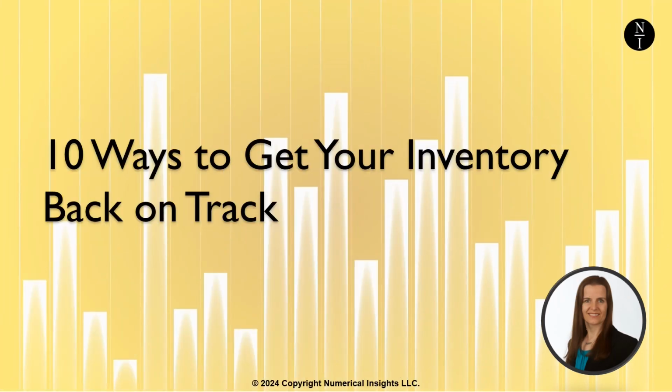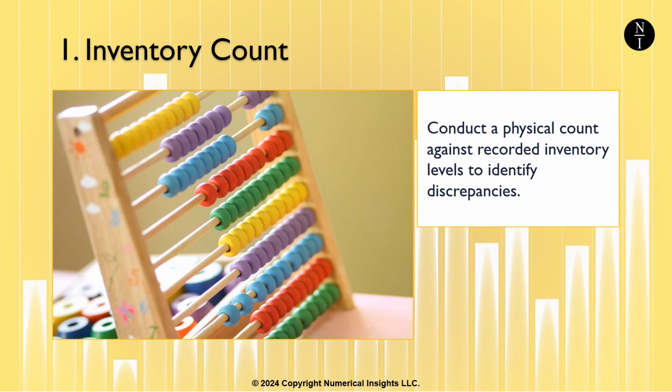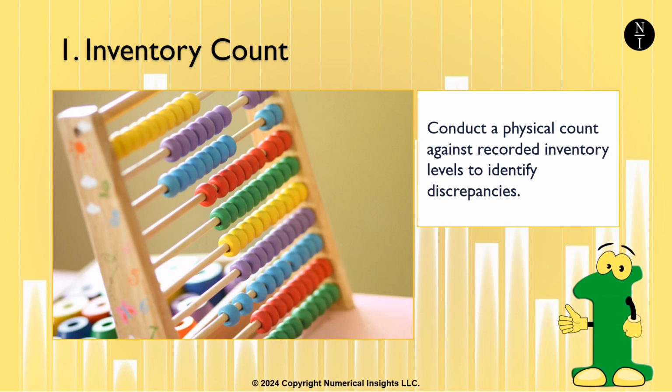Ensuring the accuracy of your inventory data is crucial for smooth operations. Here's a quick checklist to get your inventory back on track. 1. Conduct a physical count against recorded inventory levels to identify discrepancies. Bad information begets bad inventory decisions.